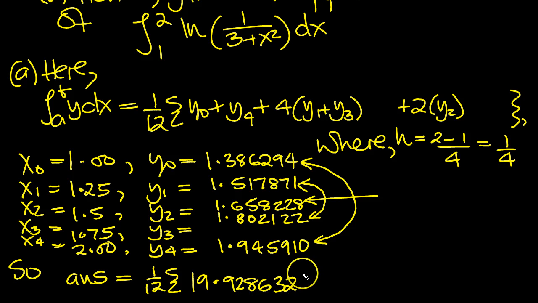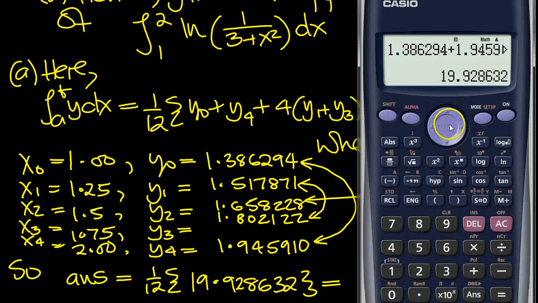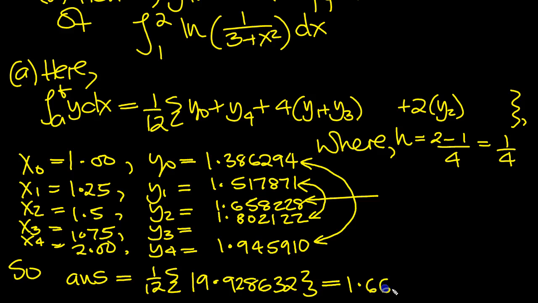19.928632, and now divide that by 12. Now we're doing it to 4 dp, so that gives 1.6607, and that's the 4 decimal places. Okay, good. So that's that bit done then.